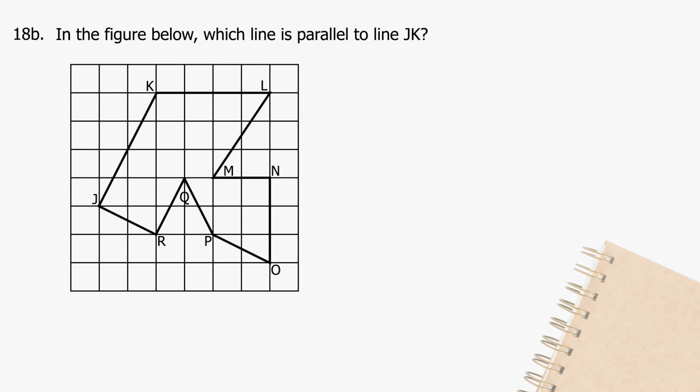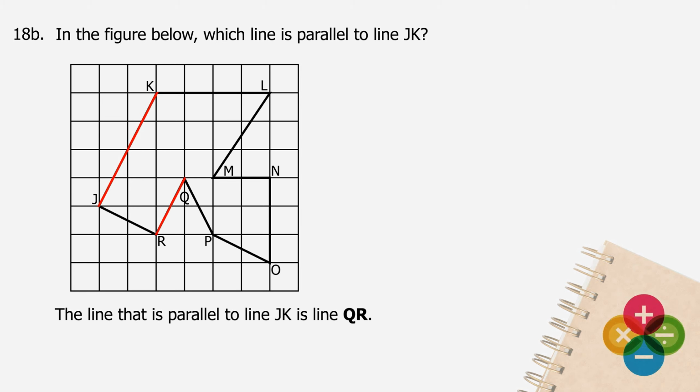Question 18 B. In the figure below, which line is parallel to line JK? The line that is parallel to line JK is line QR.